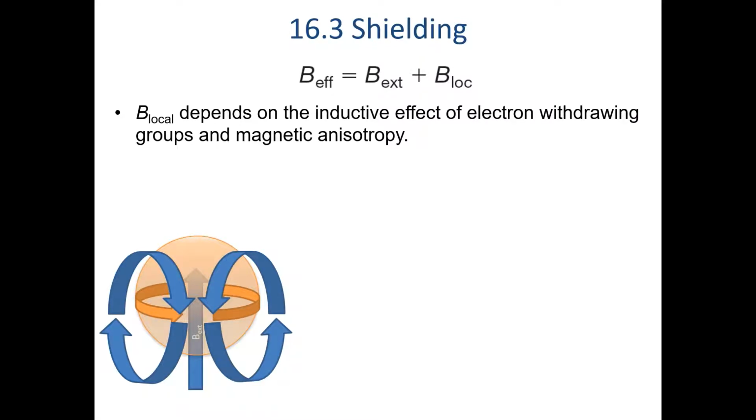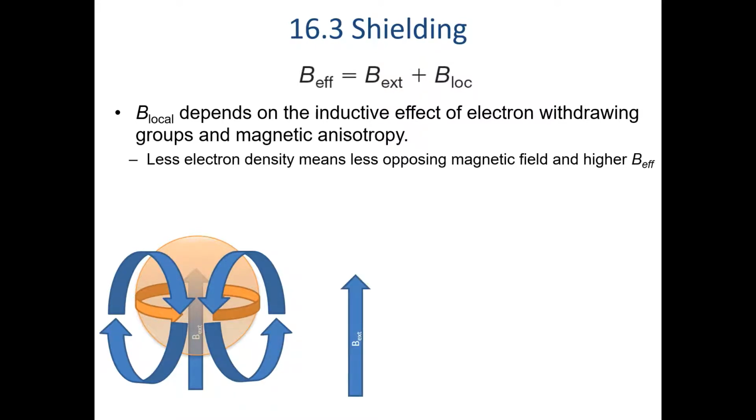That local magnetic field is going to depend on both the inductive effect of electron withdrawing groups, right? That's saying how much we're going to draw away from a given nucleus based on how close and how electronegative something is, and also something called magnetic anisotropy that we're going to talk about in a little bit. So if we're looking at a smaller electron density because we have something like a chlorine or a bromine or an oxygen nearby, we would end up having less electron density around a nucleus.